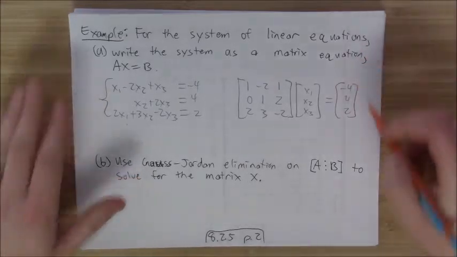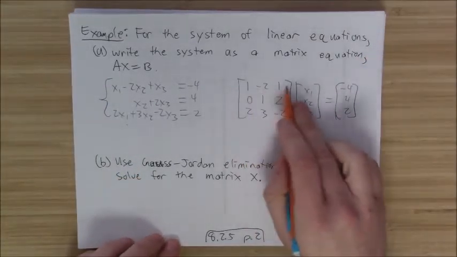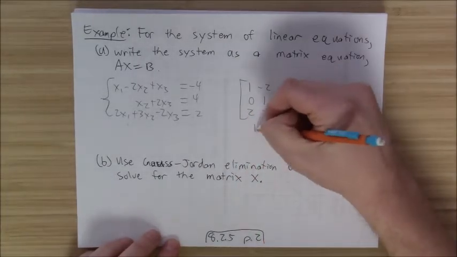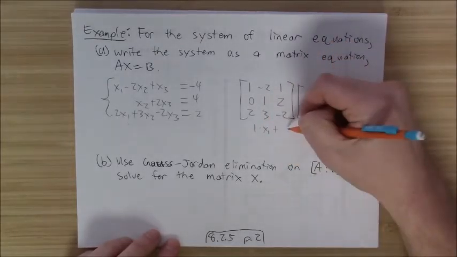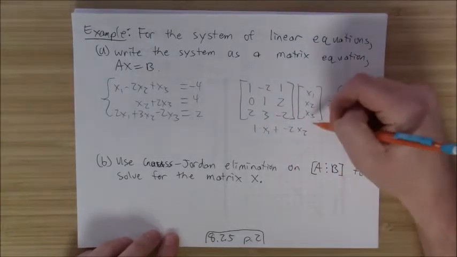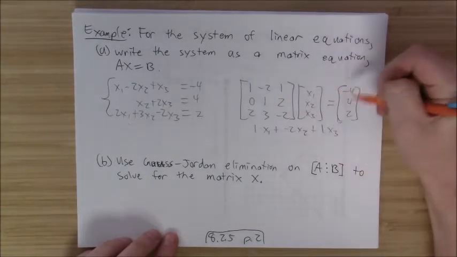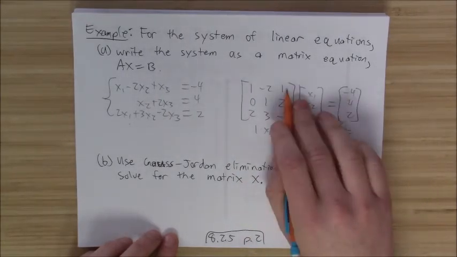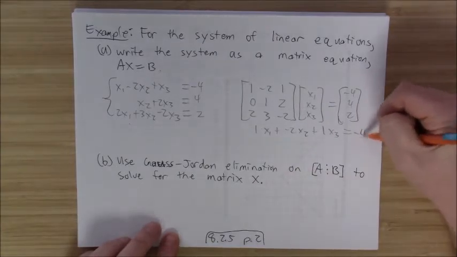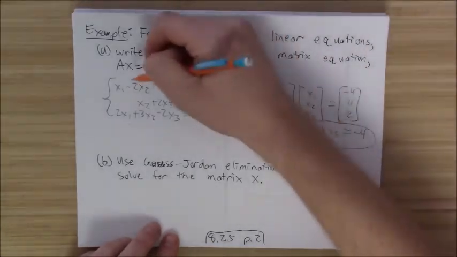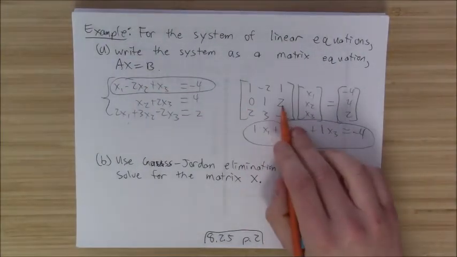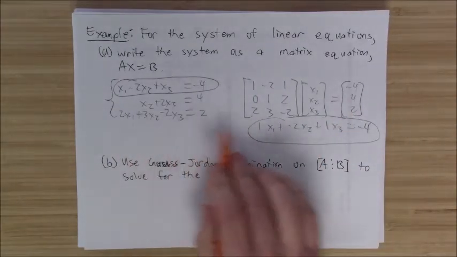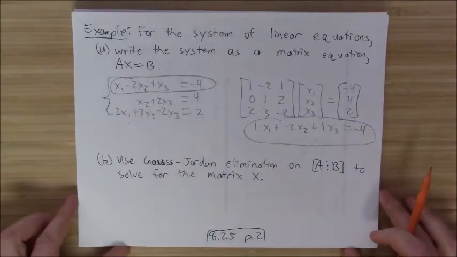And again, I want you to see that what you're doing is row by column. For the first row, we would have 1 times x1 plus -2 times x2 plus 1 times x3. That would be the first entry of our resulting matrix from the multiplication, which should equal -4. What you'll notice is that this is precisely the first equation. If I do the second row by the column, I get the second equation by comparing it to 4, and similarly with the third row.